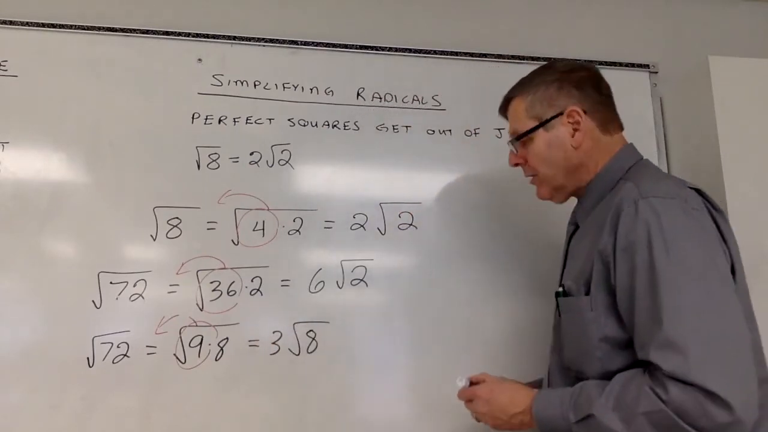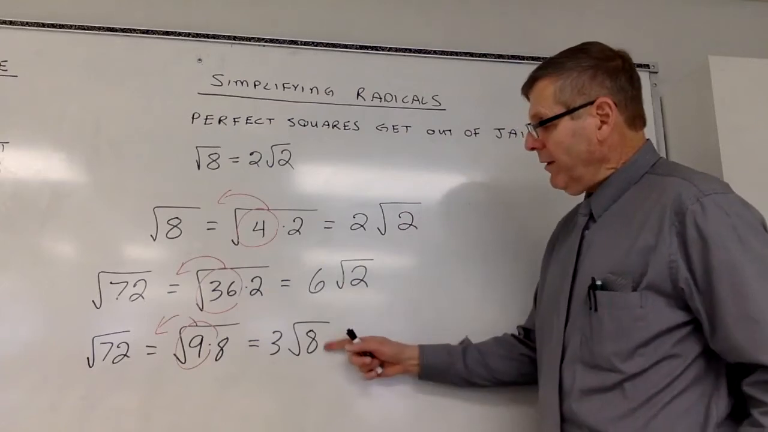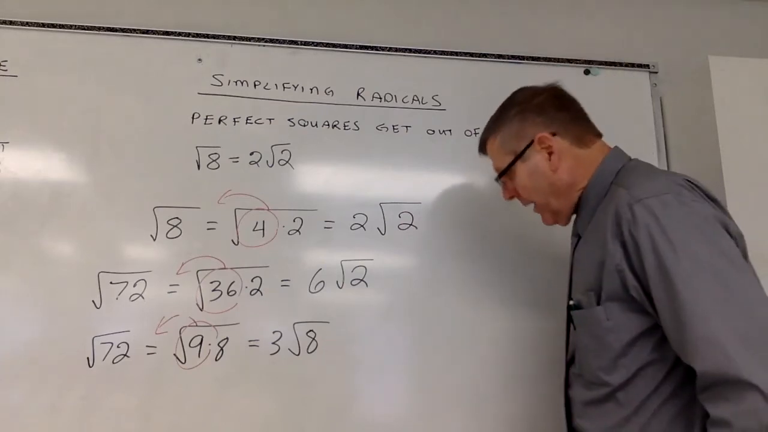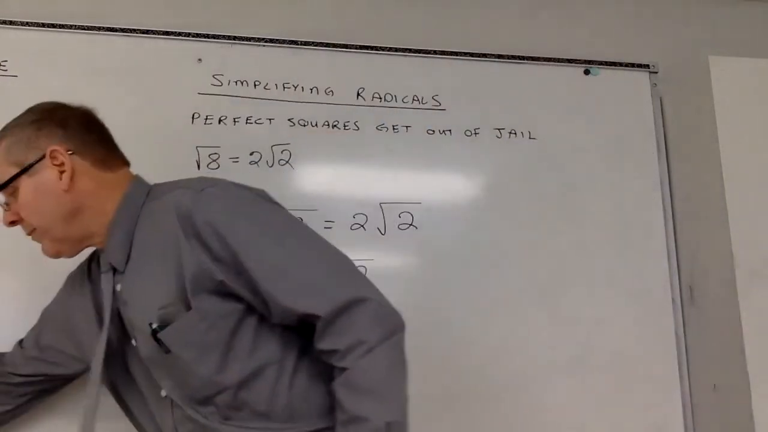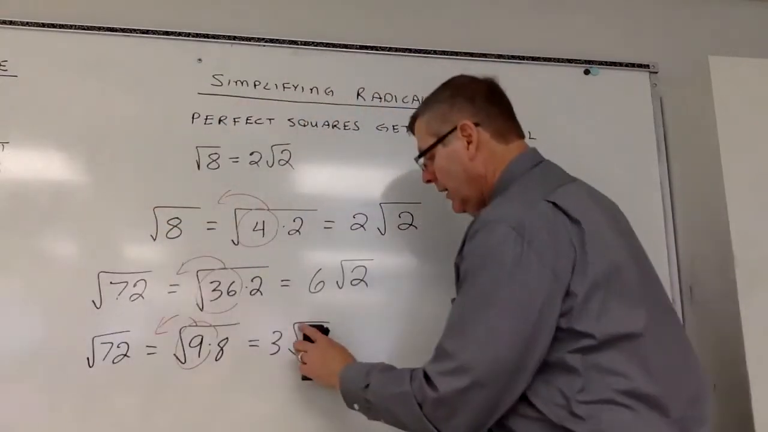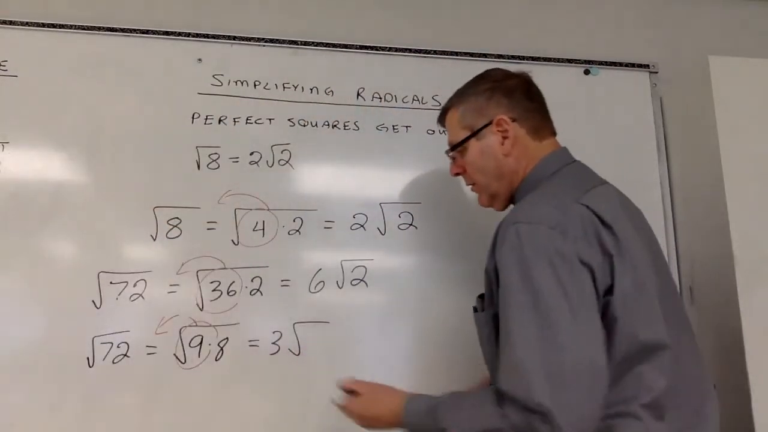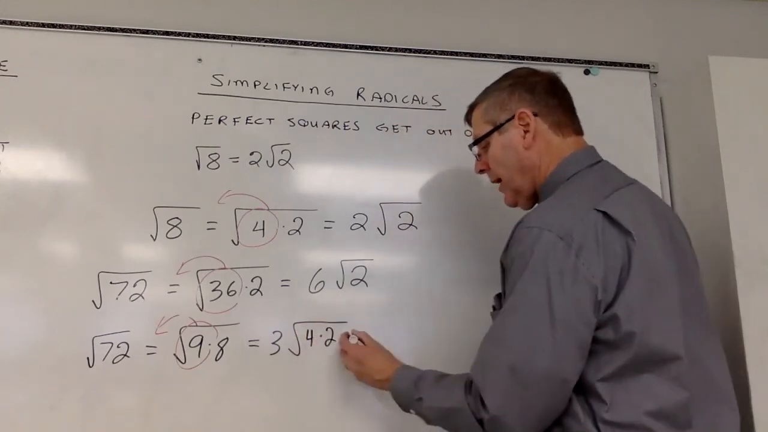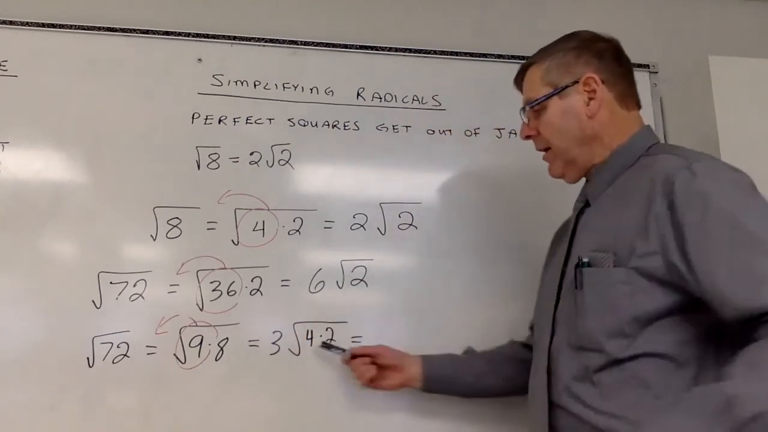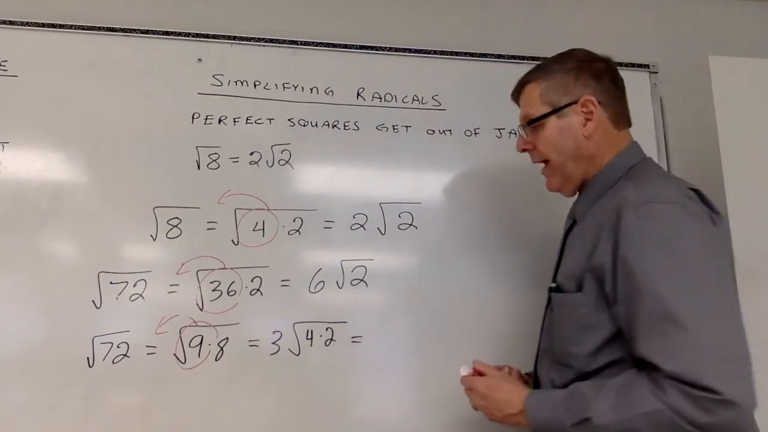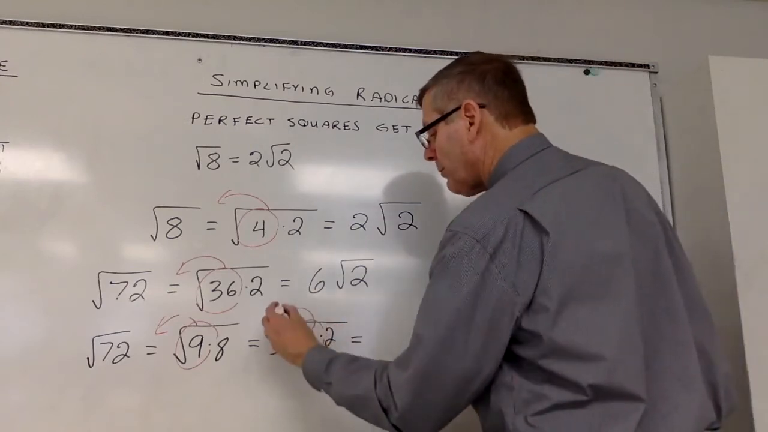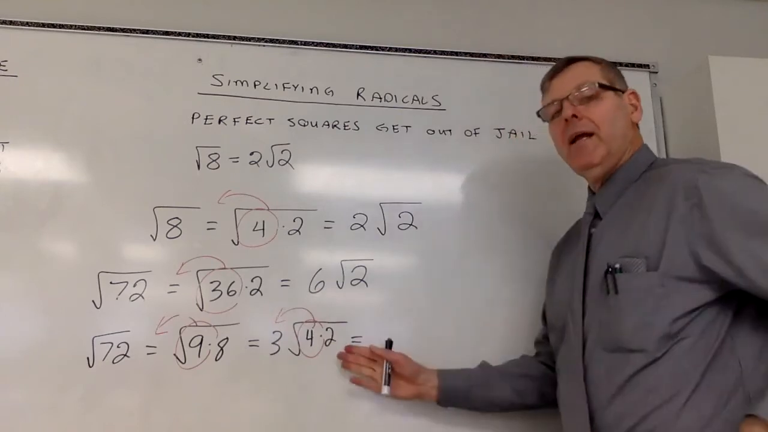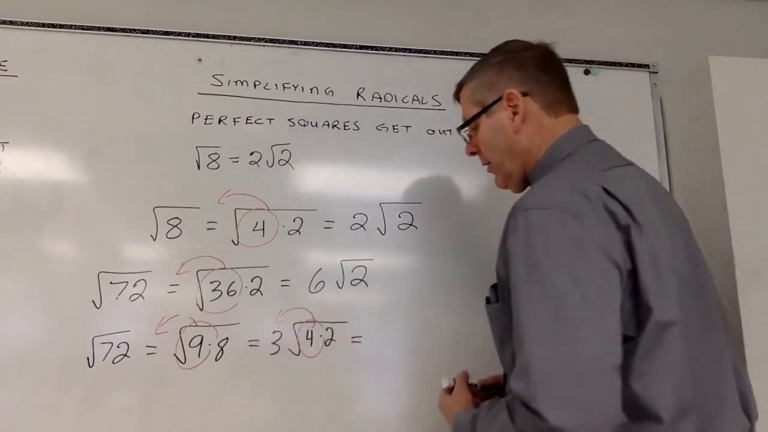But you might also say to yourself, oh, wait a minute, now I know that the square root of 8 is actually the same as the square root of 4 times 2, because 8 is 4 times 2. Now I have another perfect square factor, that being 4. 4 is a perfect square, so it can come out of jail.